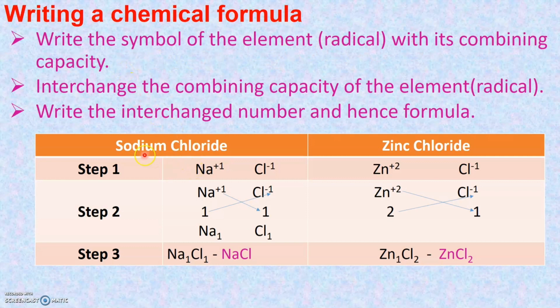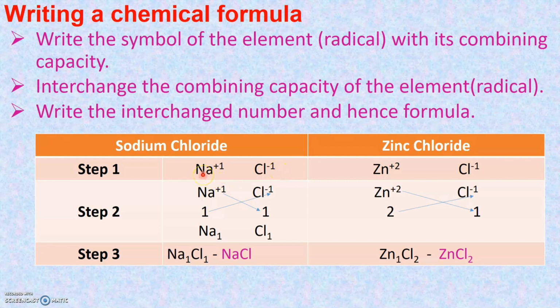So the elements that are present in the compound sodium chloride are sodium and chlorine. Now since we need to write the symbol of the elements, for sodium the symbol is Na, and for chlorine the symbol is Cl. Now we have to write it with the combining capacity. We have already studied that the valency or the combining capacity of sodium is 1, and the valency of chlorine is again 1.